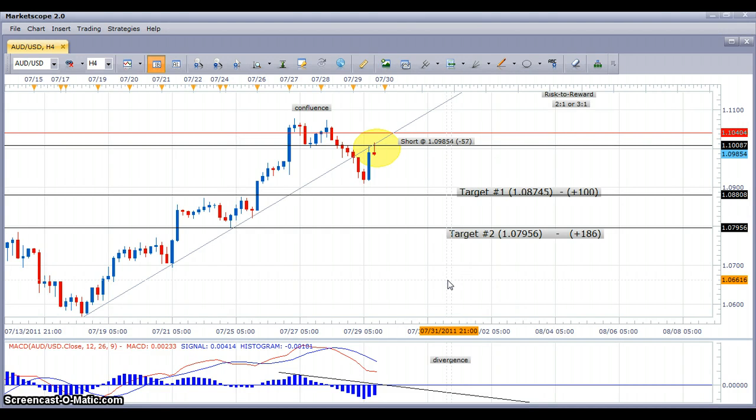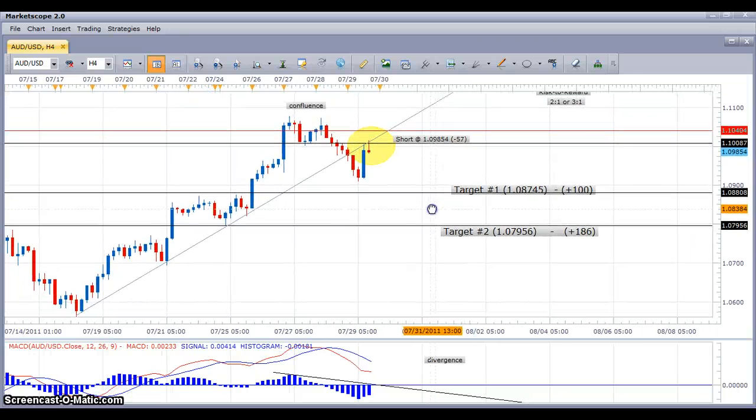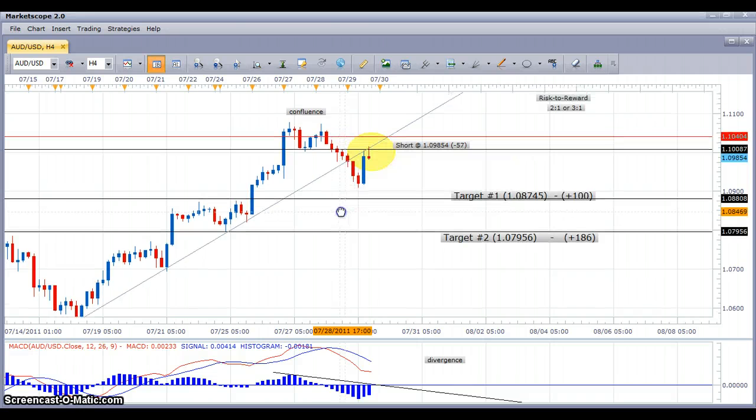I'm looking to short the Australian dollar this week at 109.8, and I've got two targets that I hope to hit by the middle of the week or before. One of them is at 108.7 and the second one is at 107.9. I'll come back to those numbers in a little bit, but let's just talk about the analysis of this first.